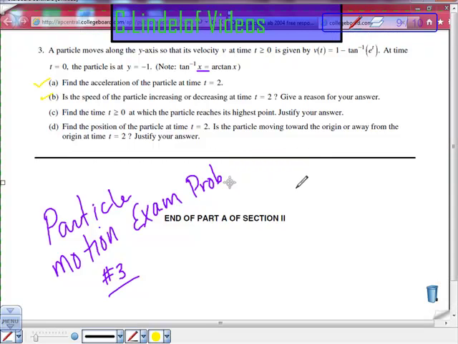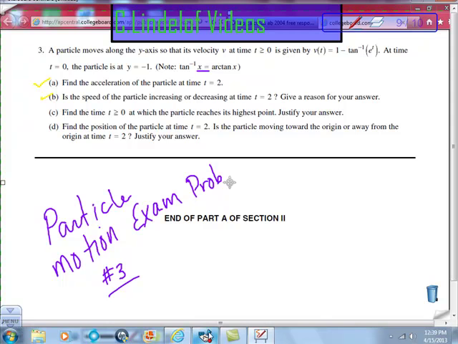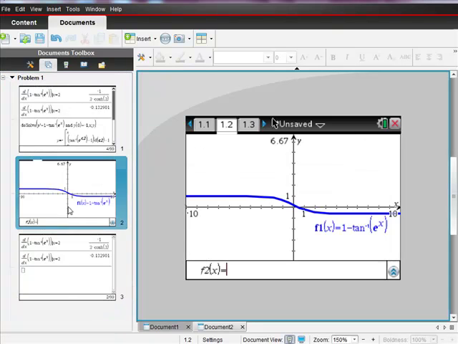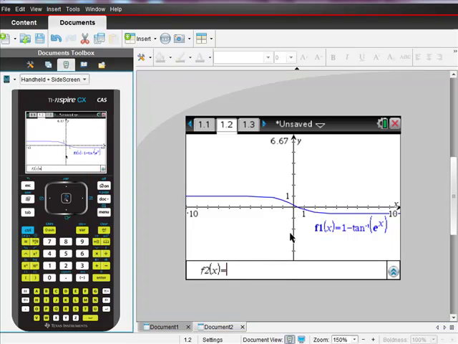It says, find the time, t is greater than 0, at which the particle reaches its highest point. Justify your answer. Well, this is what I did here. Again, I went back to my calculator. I already did this. I graphed the function, and look, this is actually how I would do this, just to show you.